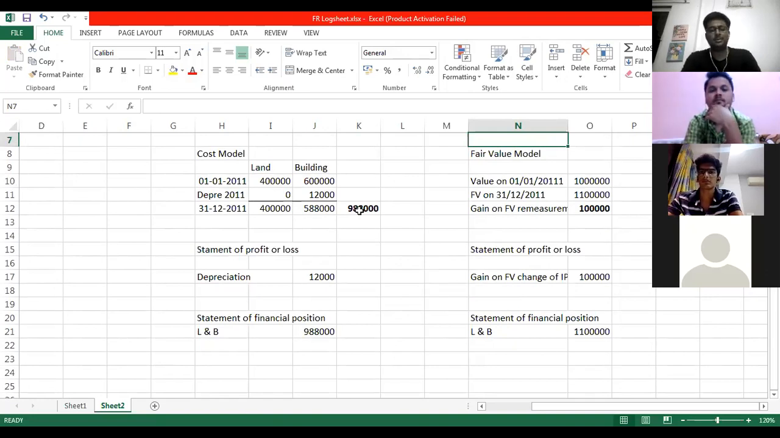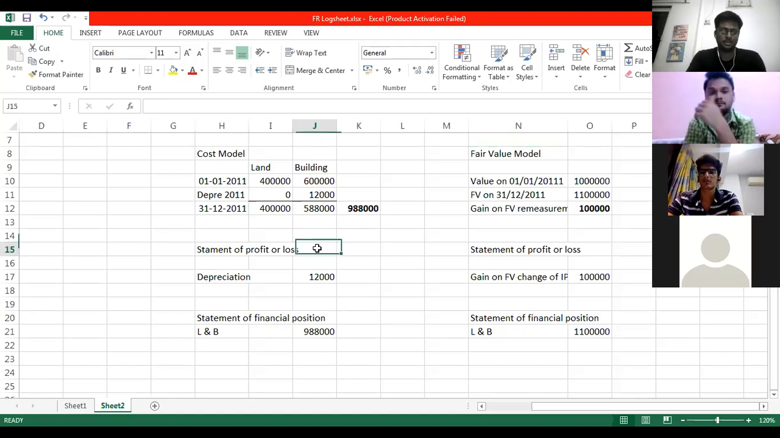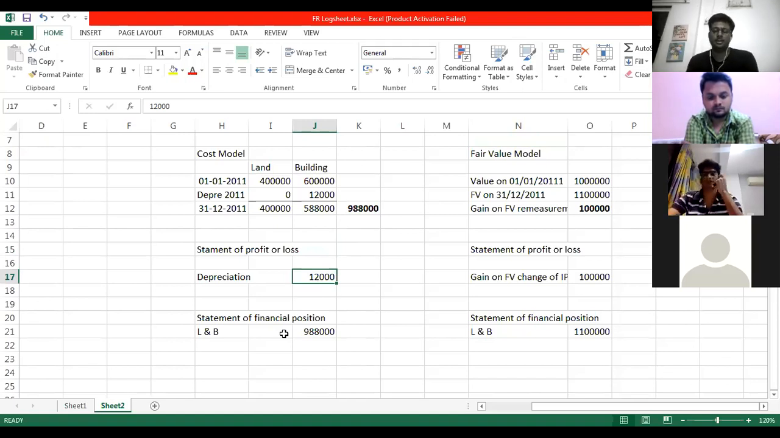So here we provide depreciation, but be very careful. Land is a non-depreciable asset, so do not provide any depreciation. On building part, we need to provide depreciation. Building has a life of 50 years. Divided by 50, 12,000 is the annual depreciation. So this will go as an expense into our statement of profit or loss account, and this will be the carrying amount of land and building both cumulatively, 988,000 as on 31st December 2011.